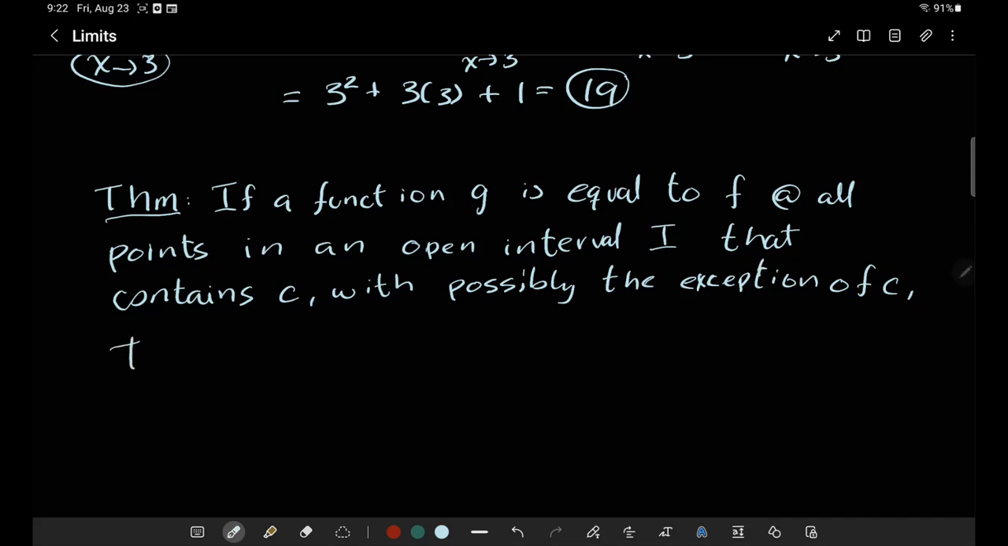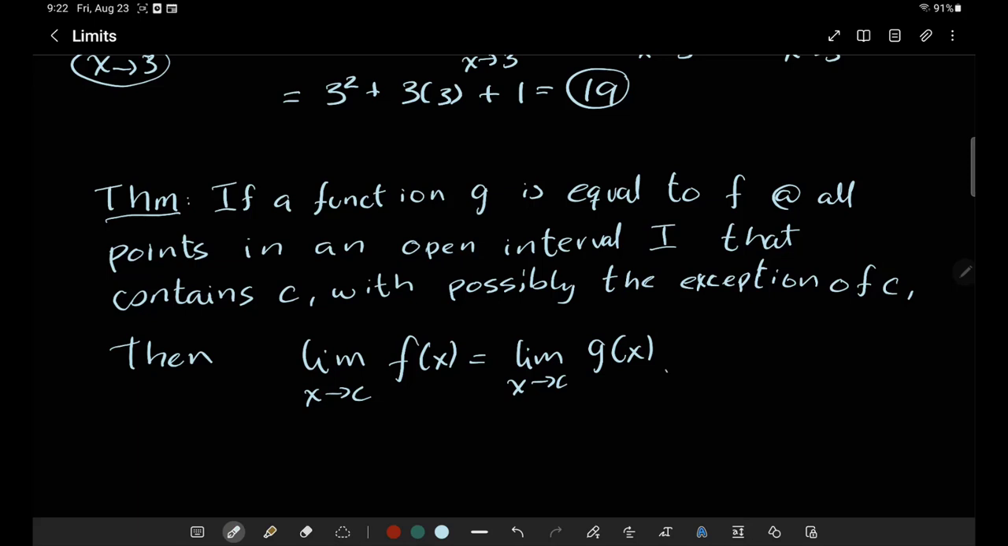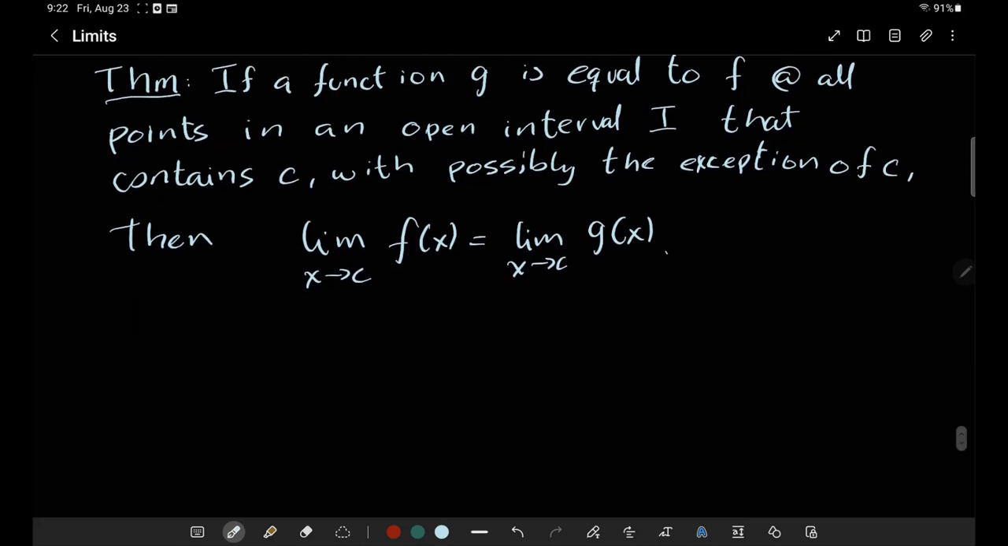Then the limit as x goes to C of f of x is the same as the limit as x goes to C of g of x. Yeah, open interval. I did say open interval. I was saying, oh no, I forgot open. No, it's open. All right, so what does that mean?